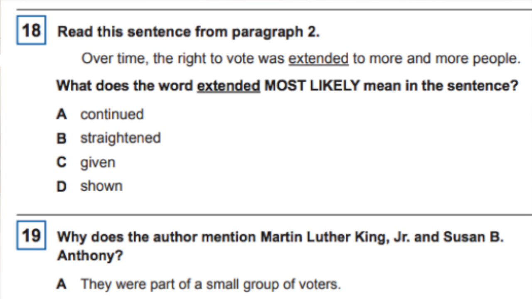Well, having read the article, it helps me answer this. Though just looking at it, you can make the guess that the correct answer is C, given. So over time, the right to vote was given to more and more people. Here, just use the answer you think it is and replace it with the word that's underlined. Does it work for continued? Over time, the right to vote was continued to more and more people. That makes sense. Over time, the right to vote was straightened to more and more people. Definitely not. Or D, over time the right to vote was shown to more and more people. Maybe, but given is the one that makes the most sense.